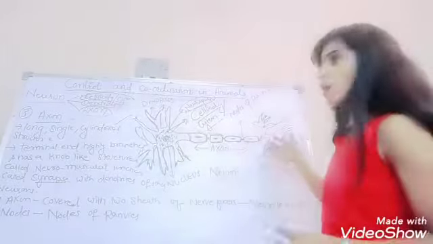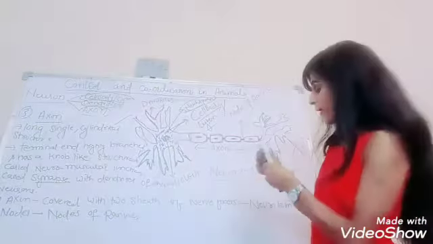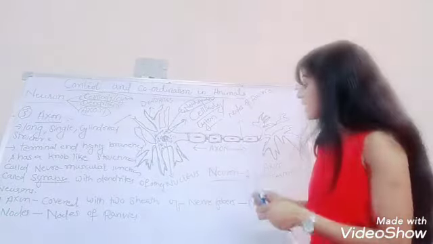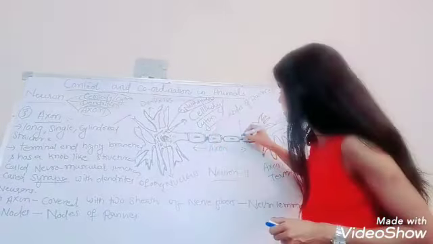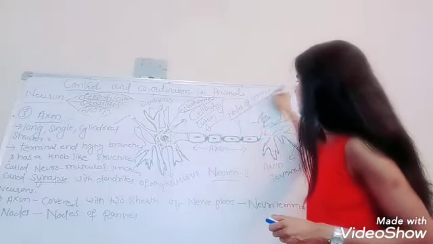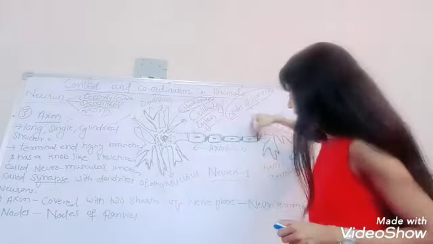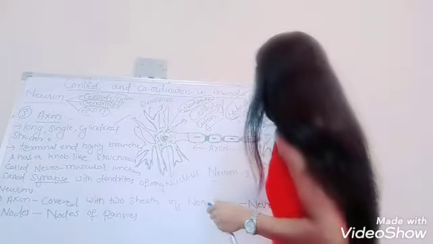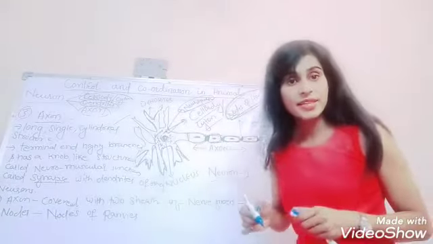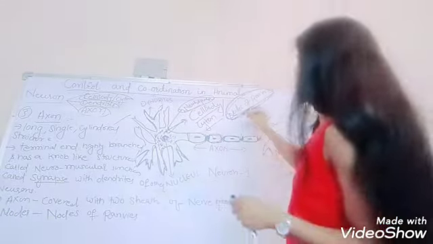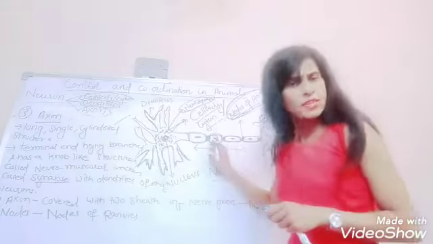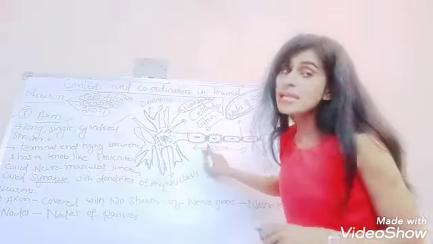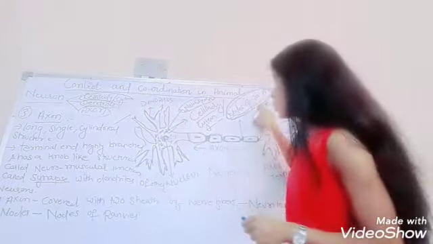And you can see it's a long cylindrical structure but some interruption is present. That interruption, or those nodes, are called your nodes of Ranvier. Yes, it's not continuous, guys. There are nodes present and those nodes are called your nodes of Ranvier.